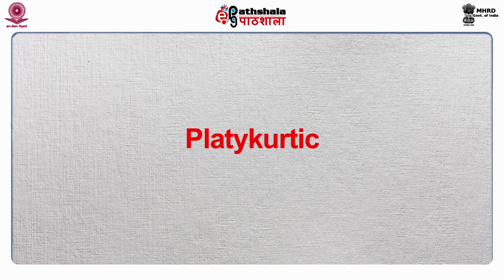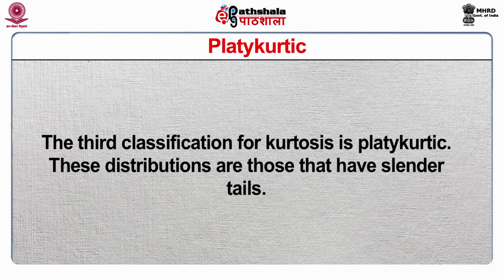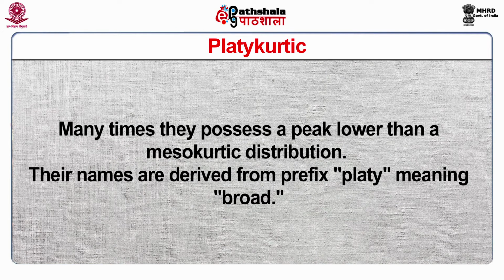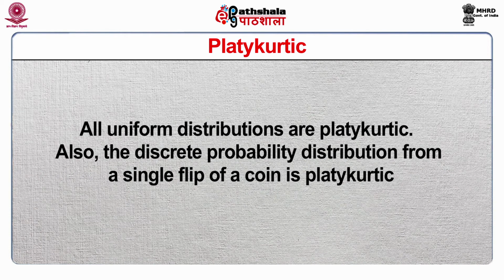The third and last type is the platykurtic. The third classification for kurtosis is the platykurtic. These distributions are those that have slender tails. Many times they possess a peak that is lower than a mesokurtic distribution. Their names are derived from the prefix platy, meaning broad. All uniform distributions are platykurtic. Also, the discrete probability distribution from a single flip of a coin is platykurtic.